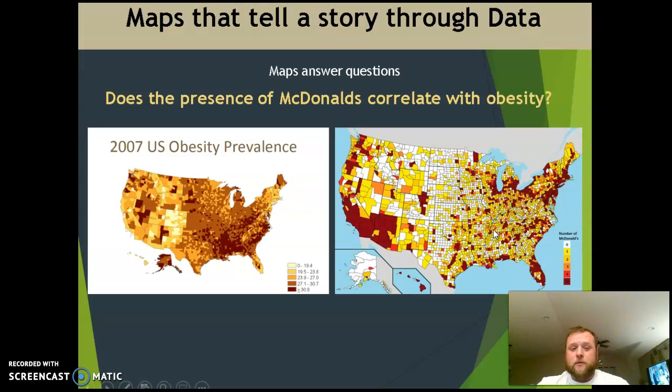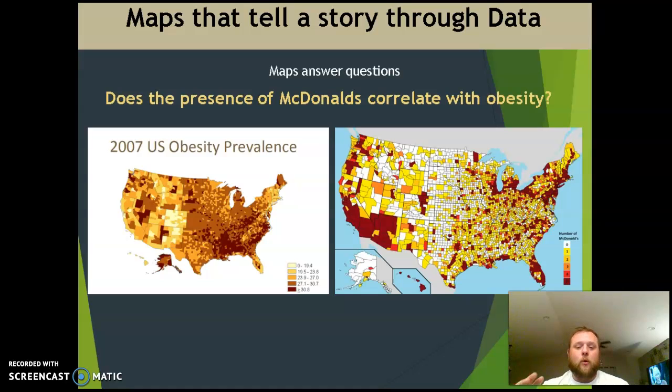So we see the two maps. We have the one on the left, which is the 2007 data of where people in the United States are most obese, right? We see that the data shows a range from zero obesity prevalence all the way up to greater than 30%. All right. The darker it is, the more people are bigger. So we see that a lot of the South is a lot more obese. We see some places in Nevada, the Midwest as well. Then on the right, we see where all the McDonald's locations are in those specific counties.